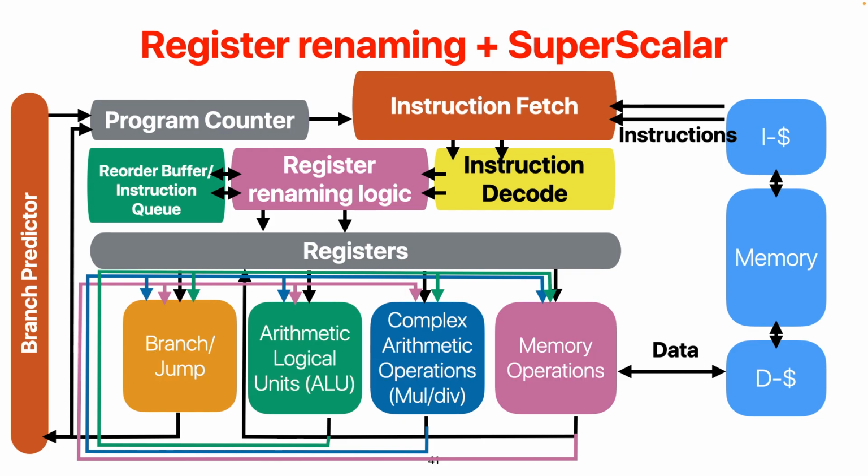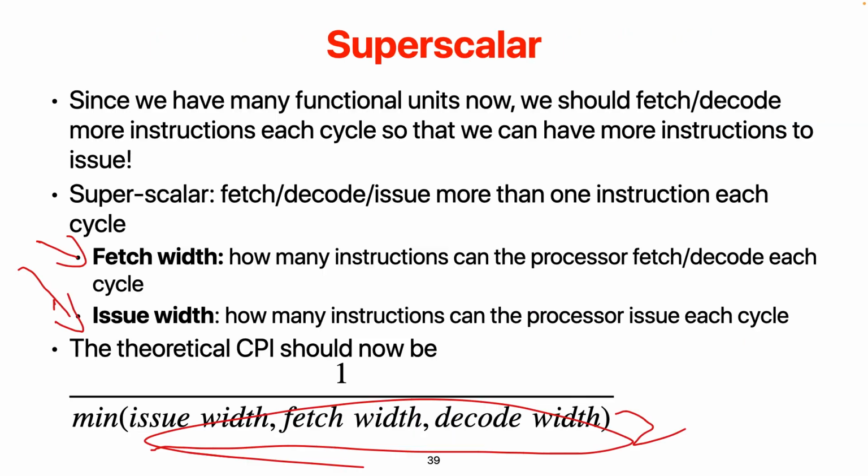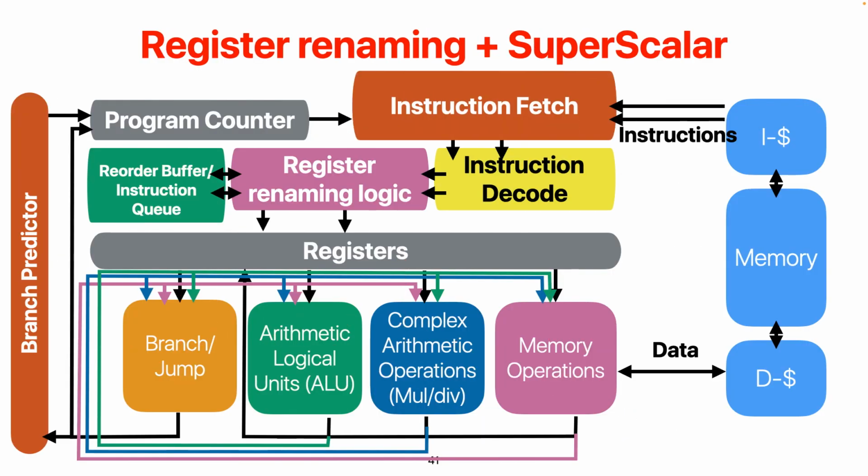So it turns out this is what you have to do. You have to have multiple instructions in execution. You have to fetch multiple instructions. Here I put 2 arrows, which means that I'm fetching multiple instructions at the same time, right?